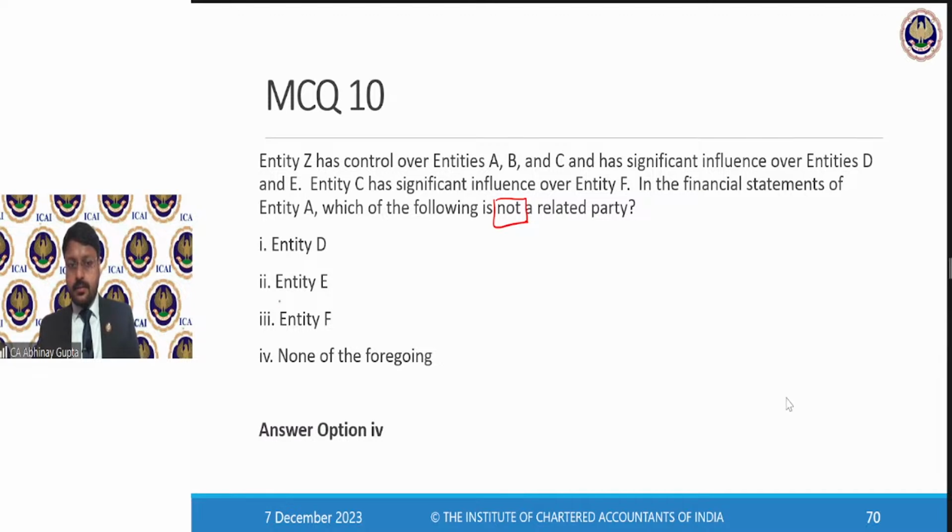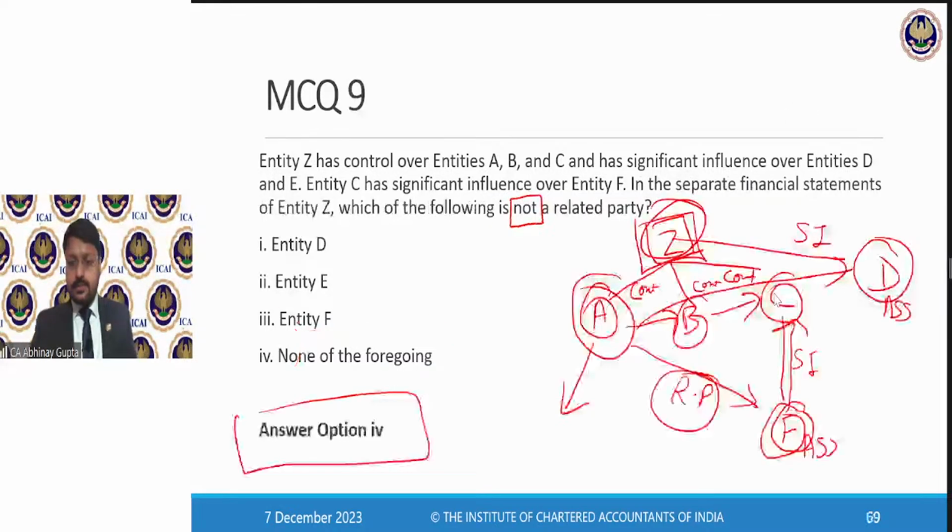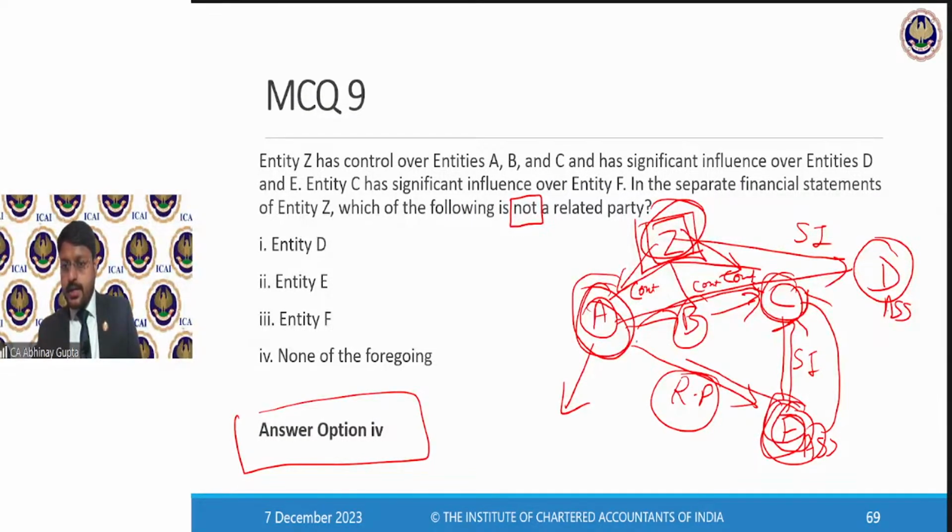Again, none. Right? Why? Go back to the chart. So F is an associate of my fellow subsidiary, right? And A is related with C by virtue of control of Z, right? Common control of Z over A and C. So A and C are fellow subsidiaries. So a fellow subsidiary's associate is anyway related to the subsidiary, correct?